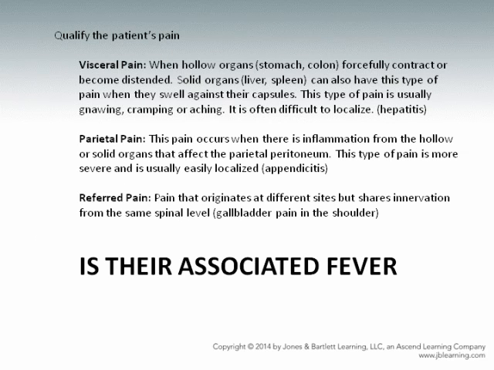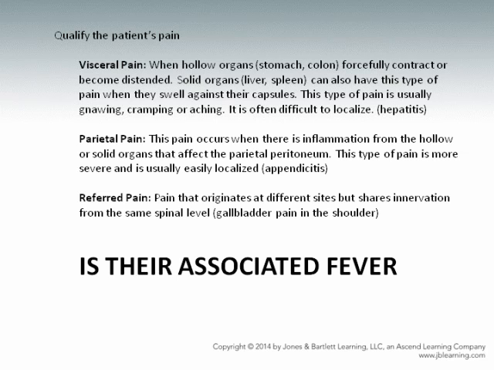Now you have to qualify the patient's pain. Visceral pain usually occurs when a hollow organ such as the stomach or colon forcibly contracts or becomes distended. Solid organs such as the liver or spleen can also have this type of pain when they swell against their capsules. This type of pain is usually a gnawing, cramping, or aching pain. It's often difficult to localize, such as with hepatitis.